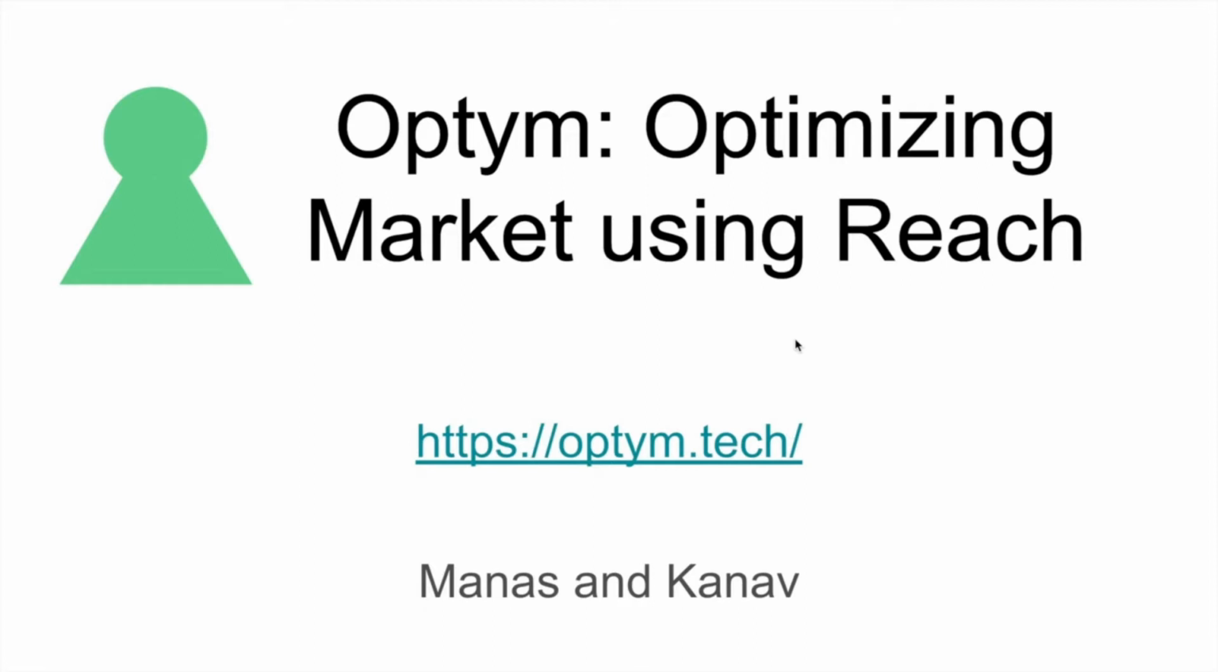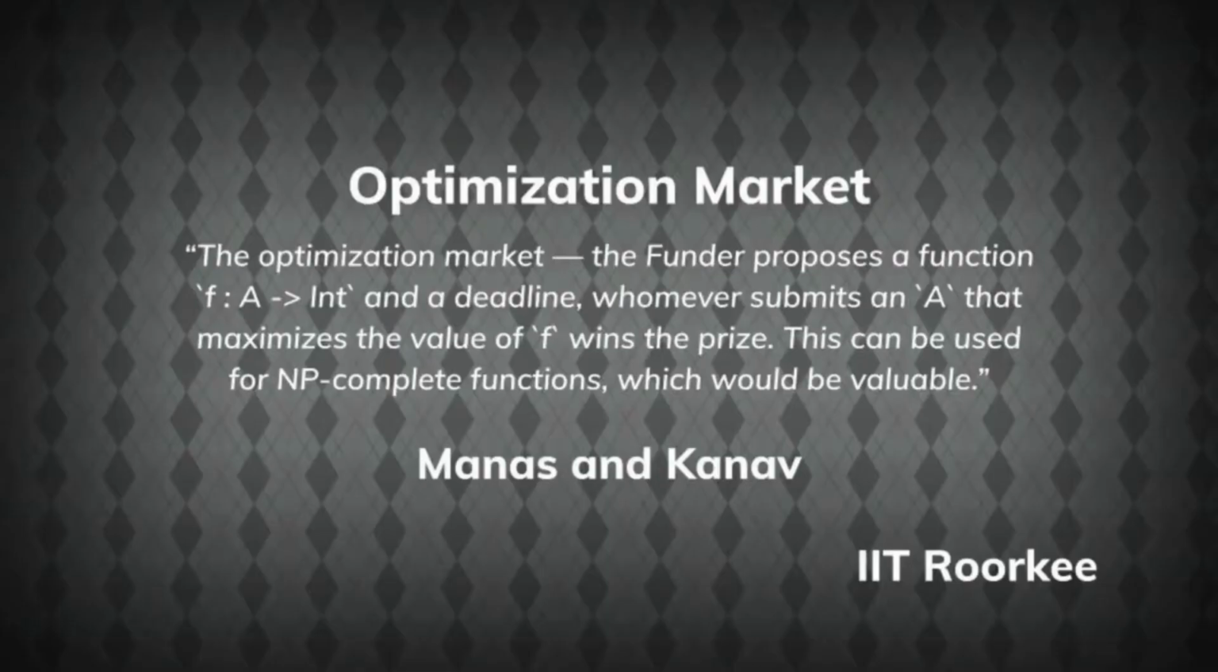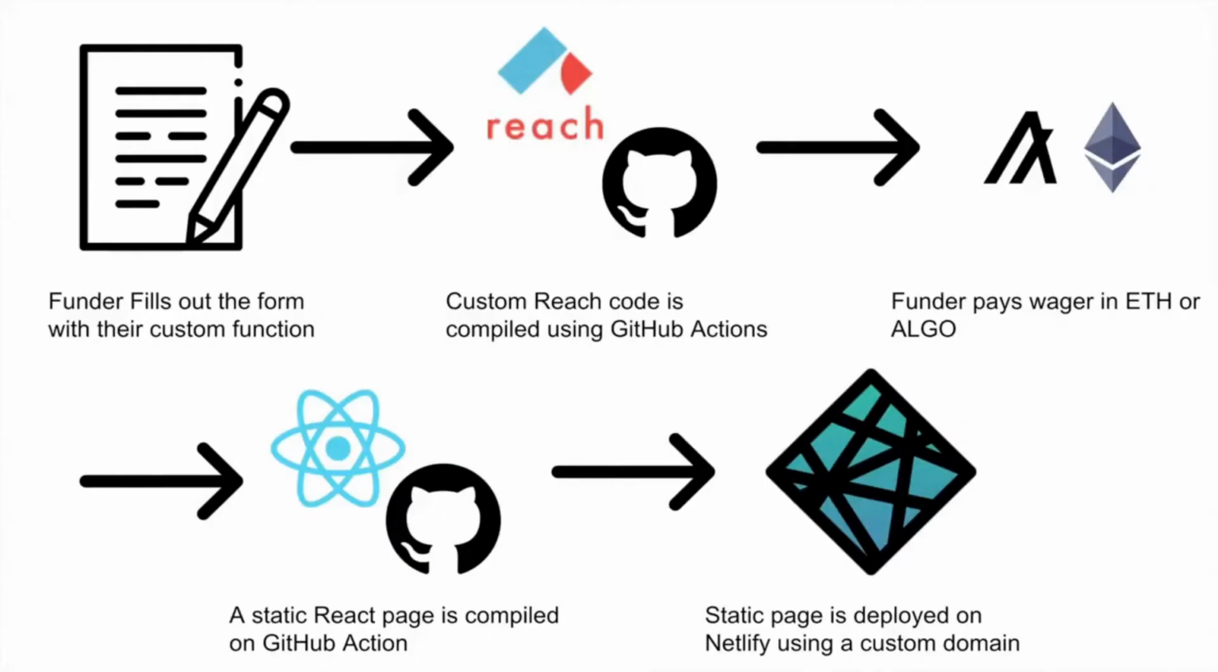Hello, I'm Kanav, and along with my friend Mark, we developed Optym, a platform where funders can host optimization market competition using a bounty function, where the contestant who submits the value that maximizes the output wins a prize. This dApp was developed using Reach Lang and React, with the CI/CD pipeline developed using GitHub Actions and Netlify.